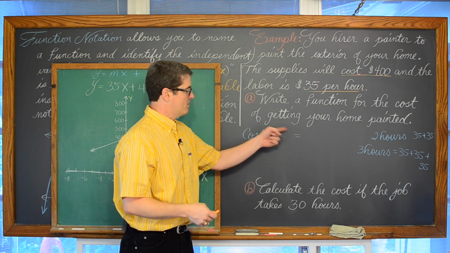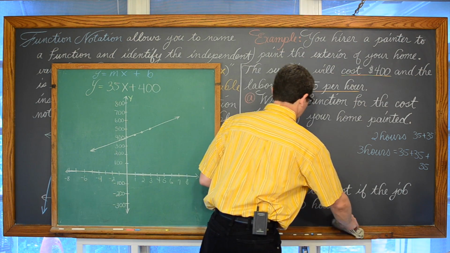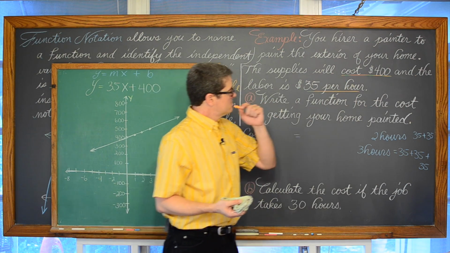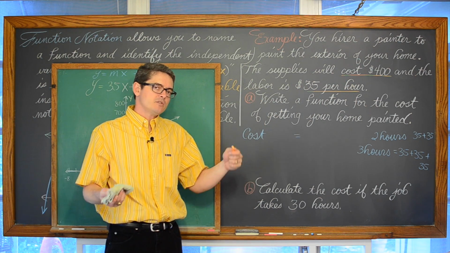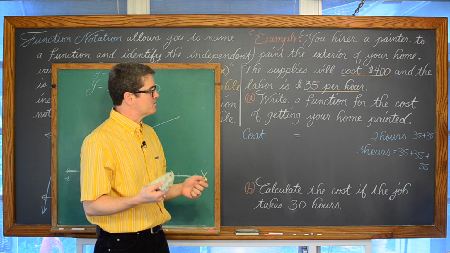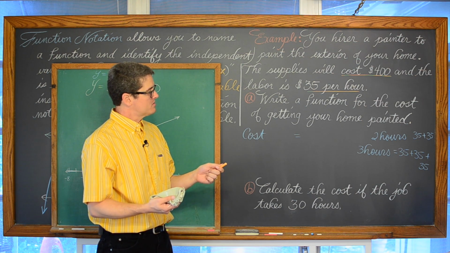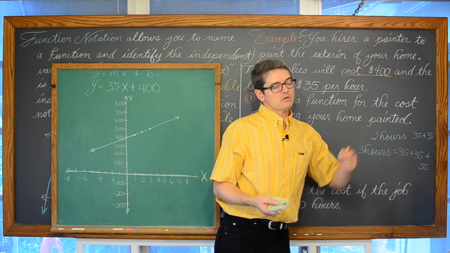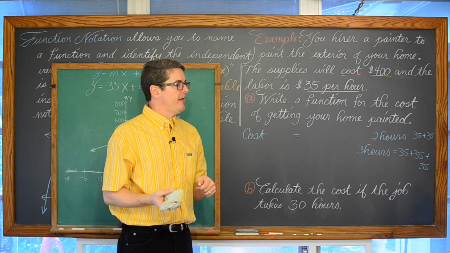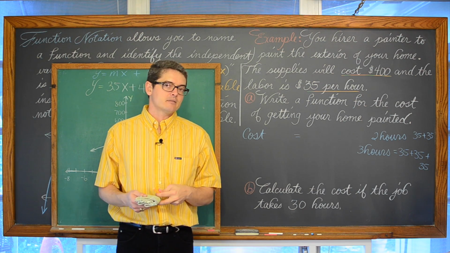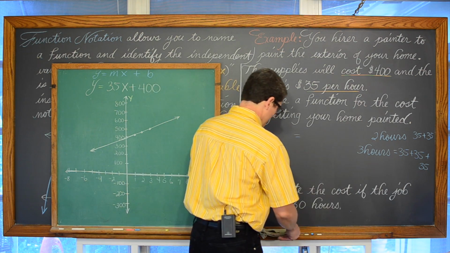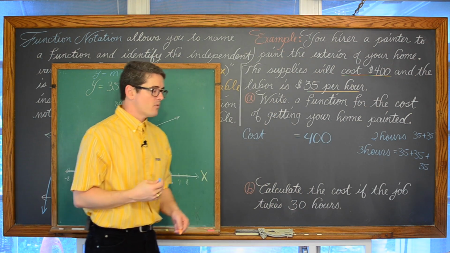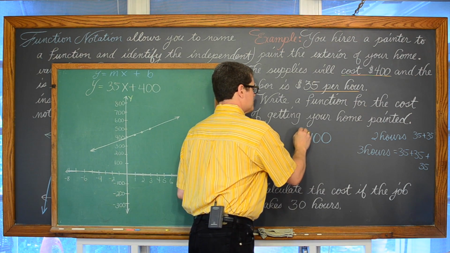As you can see, I have it written over here to the left of the equal sign. And the hours, that's a variable. I don't know if it's going to take them 1, 2, 3, 4, 5 hours to do the job. So it seems like the hours are going to determine how much the job costs. And it's going to cost $400 for the supplies, probably just the paint as well, and then after that, the labor is $35 an hour. So no matter how long they work, there's going to be $400 of cost just for the supplies.